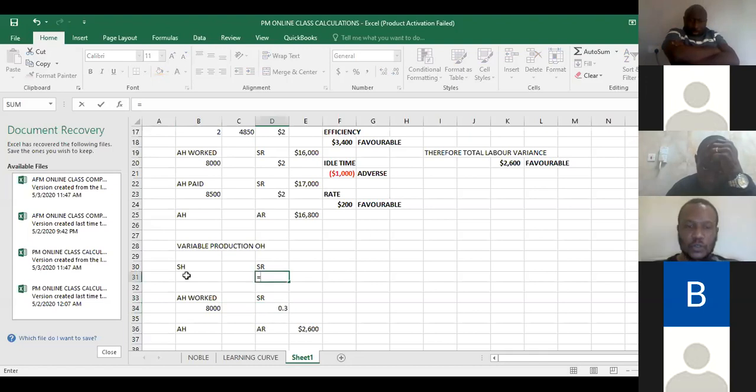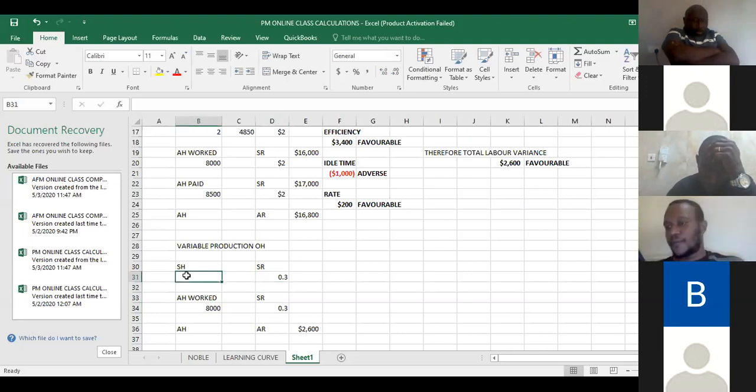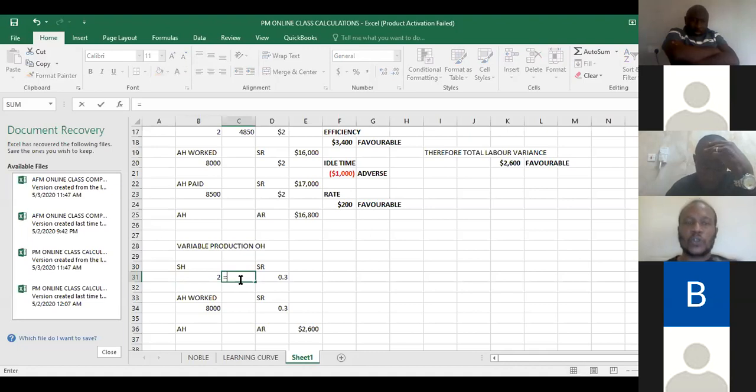Then we have our standard hour now. What's our standard hour? 2 hours. For labor, 2 hours. So we expect it to be the same thing with our labor. Remember that once you have standard hour, it will be standard hour of actual production. So go and get your actual production. What's your actual production?